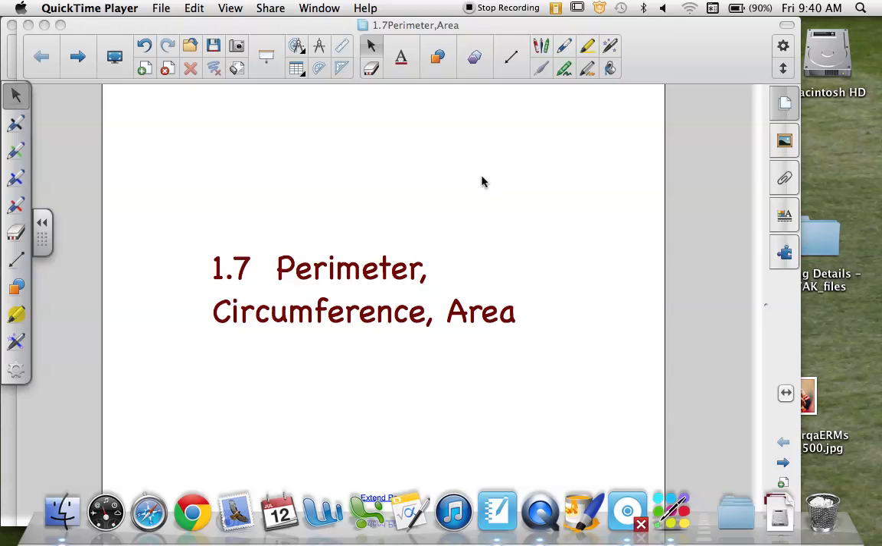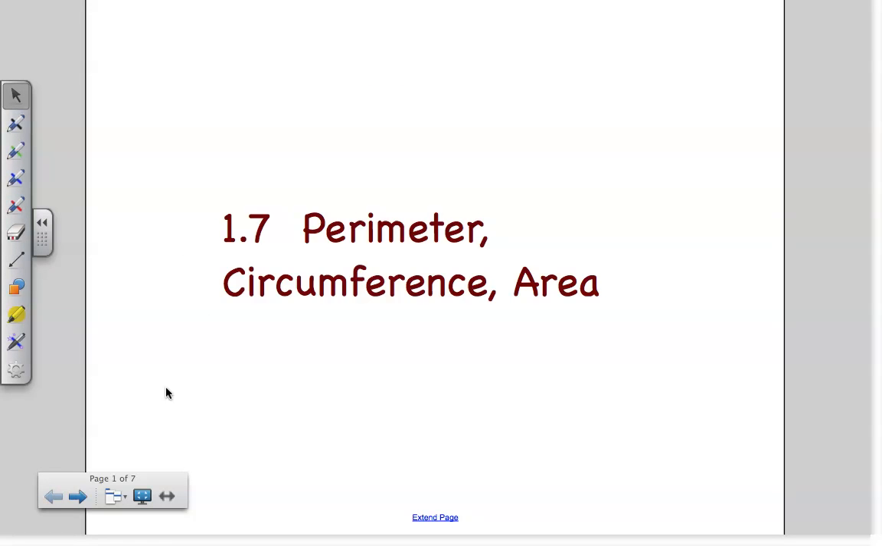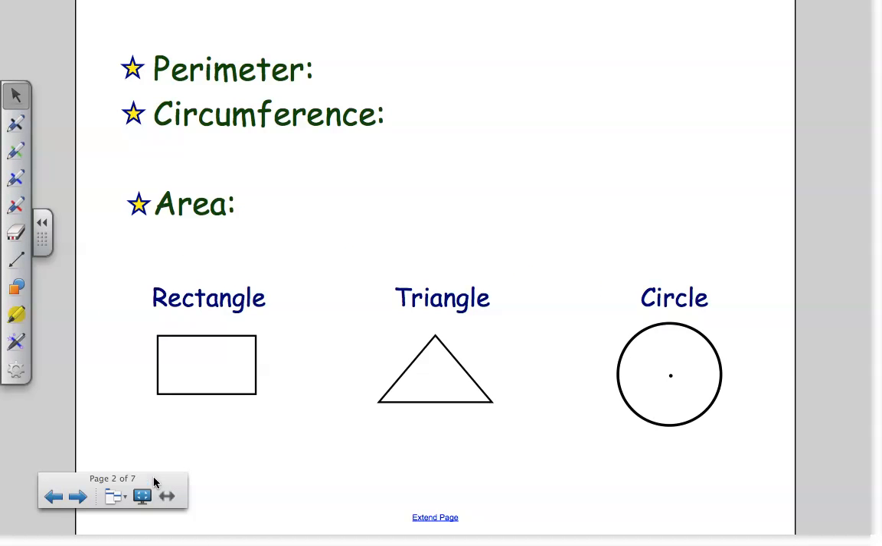Section 1.7, we're talking about perimeter, circumference, and area. These are all concepts that you've seen before, used before, and should be pretty familiar to you, but it's good to start the year with these and be able to do perimeter, circumference, area for the most basic shapes. We're going to have a whole chapter on area later in the year, so we'll go more in depth there. When starting out, let's get these basic definitions.